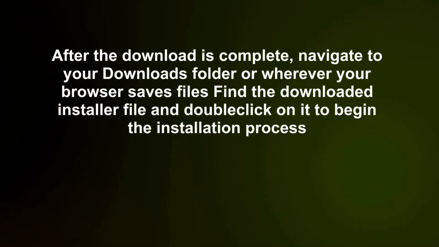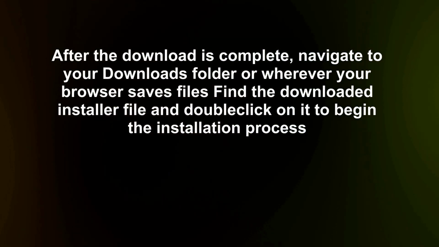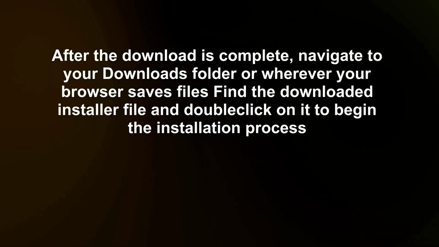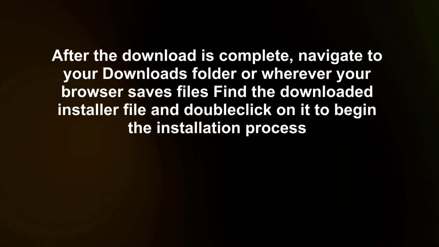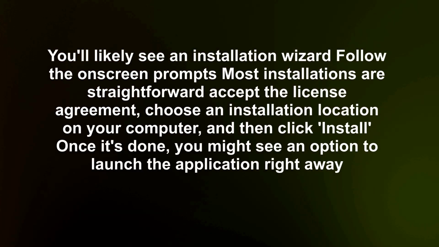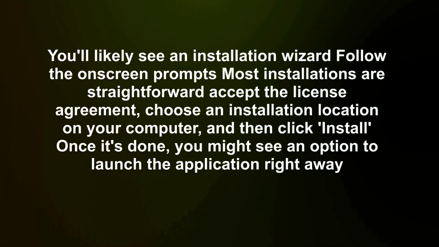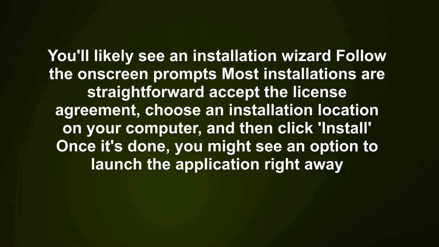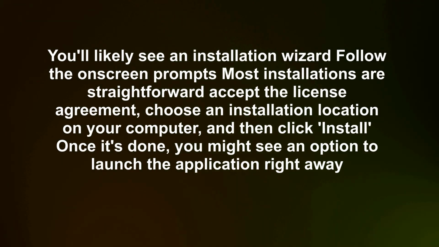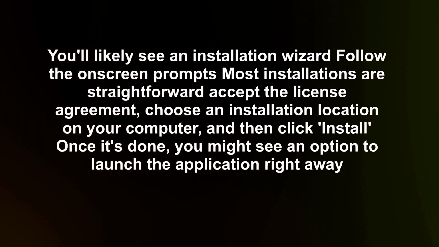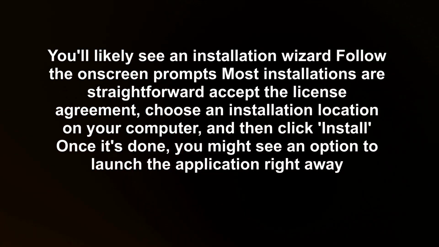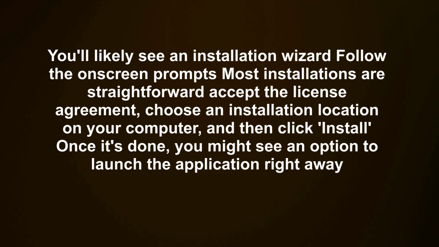After the download is complete, navigate to your downloads folder or wherever your browser saves files. Find the downloaded installer file and double-click on it to begin the installation process. You'll likely see an installation wizard. Follow the on-screen prompts. Most installations are straightforward, except the license agreement. Choose an installation location on your computer and then click install. Once it's done, you might see an option to launch the application right away.